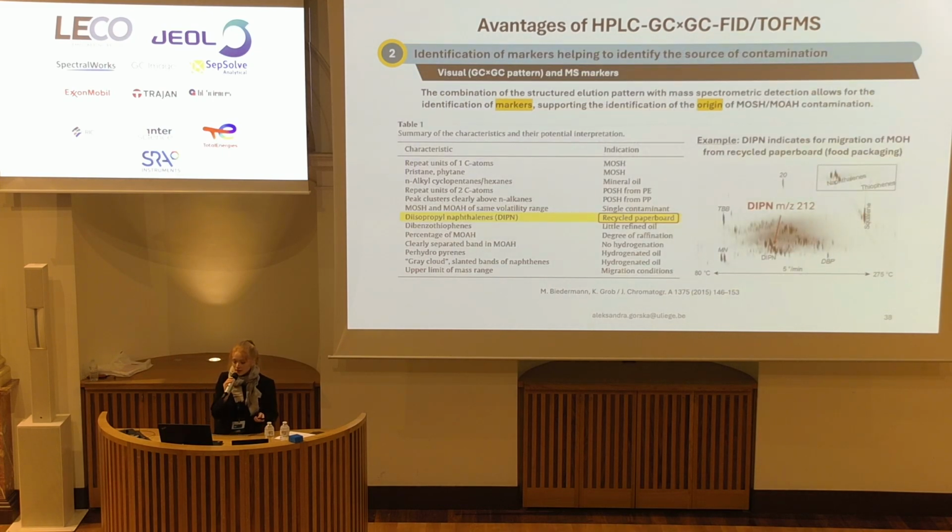Okay, now second point why this system is advantageous. Thanks to the GC times GC and the TOFMS detection, we can identify some specific markers that can help us indicate from where our contamination comes from. So an example is diisopropyl naphthalenes. When you identify those compounds in your chromatogram in presence of your MOSH&MOAH contamination, you can conclude, or at least it gives you indication that your contamination comes from recycled paperboard, so probably some food contact material.